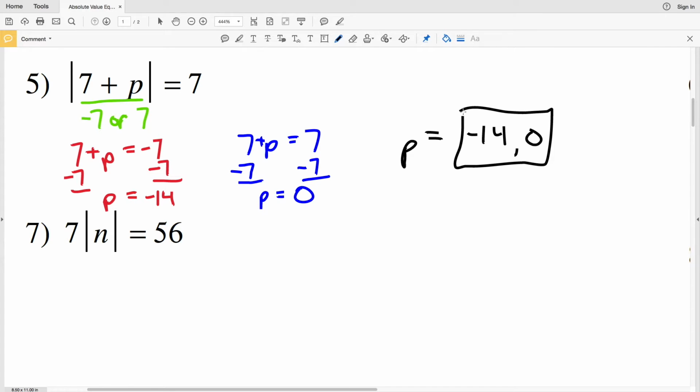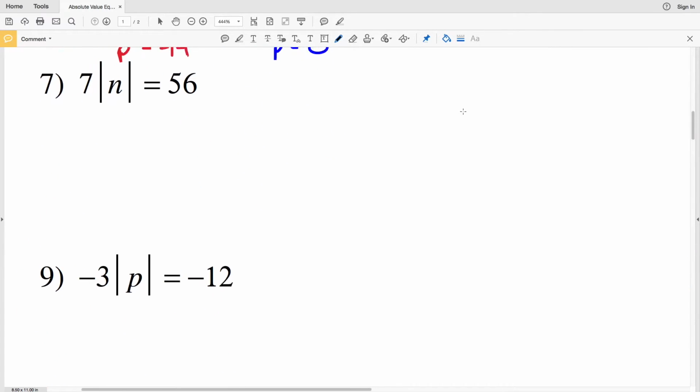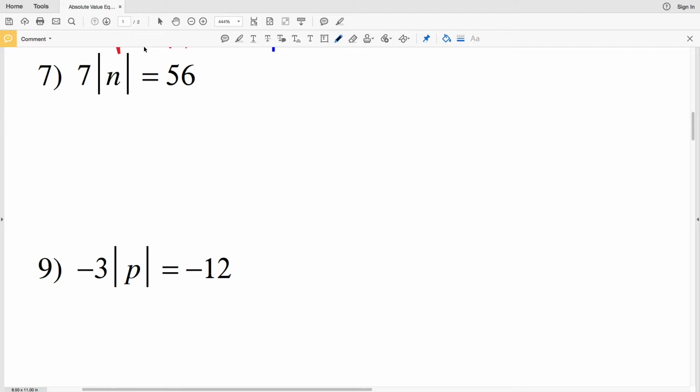Both answers are correct. Moving on to number 7, we have 7 times the absolute value of n equals 56. This is a little different than the previous problems because this 7 is outside of the absolute value. So what we need to do is divide by the 7 first so that the absolute value is all by itself, so that we know the options for what's inside that absolute value.